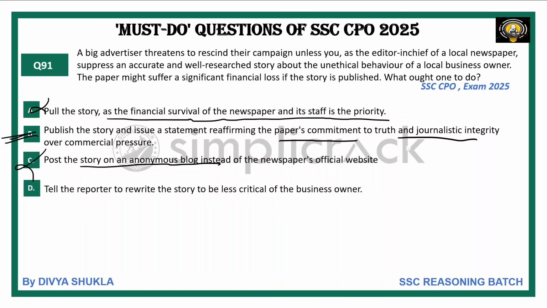If every day someone threatens a newspaper, that means every day you would be getting fake information, or information in support of that person. So it is very important that news, newspapers, and the news channels that you watch are properly neutral. They do not publish a story in anybody's favor. It should always be neutral, and most important, it should always be in the favor of the public. Tell the reporter to rewrite the story to be less critical of the business owner.